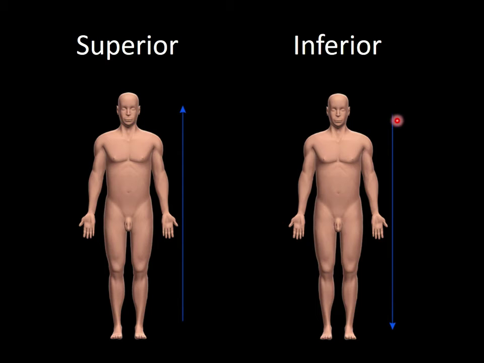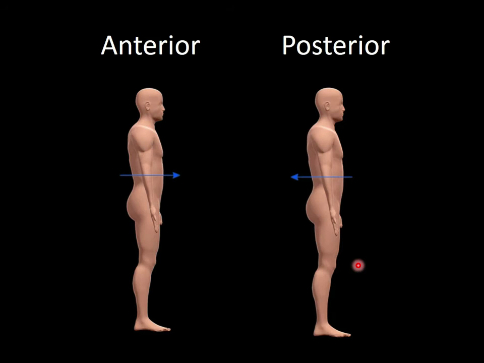Likewise, inferior is anything that is below a certain point of reference. So we can say the ankle is inferior to the elbow. So inferior is below a reference point, superior is above. And then anterior and posterior. Anterior is in front of a reference point. Posterior is behind a reference point. So we can talk about how the abdominal muscles are anterior to the muscles of the back. Posterior is the same way, something that's behind.